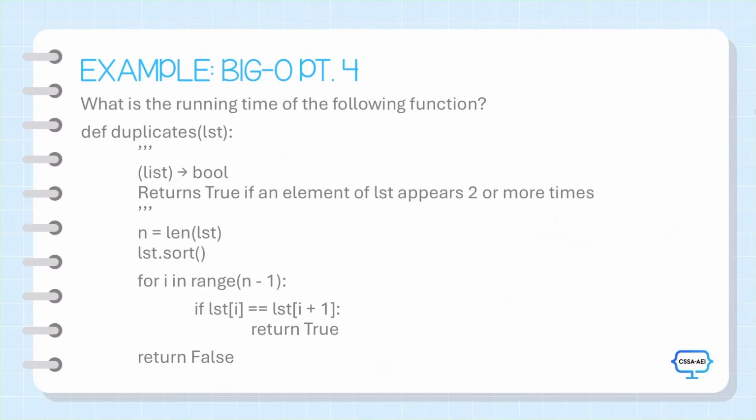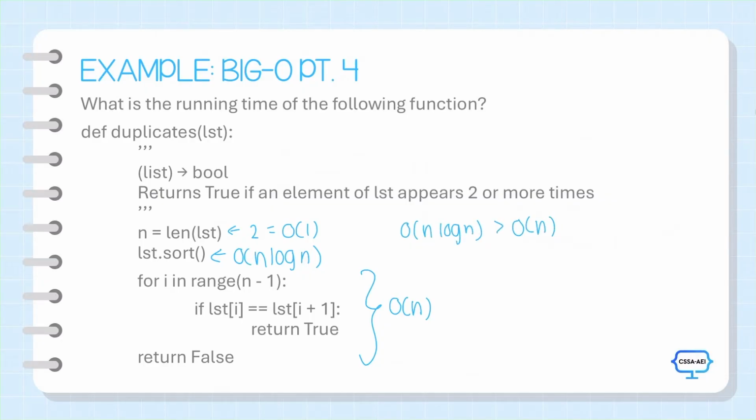Second last one. Now that I feel like we've gotten comfortable with loops being O of n, I'm just going to simplify this to O of n. Okay. This is two operations, so we'll do O of 1. And this one here, sorting a list, remember this takes O of n log n. Okay? So right away, O of n log n is bigger than our O of n from the loop. So automatically this algorithm is going to be n log n.